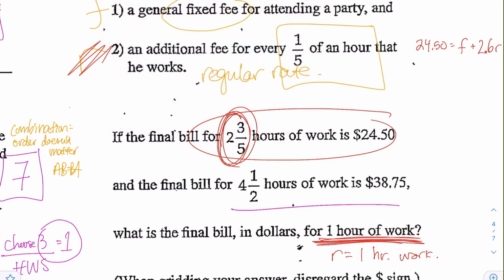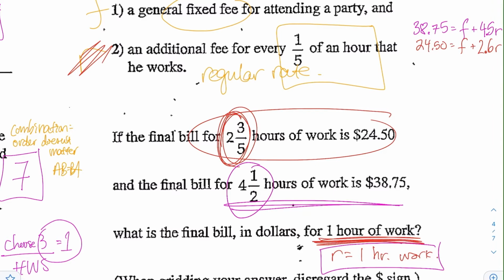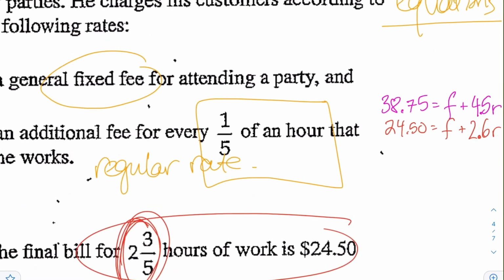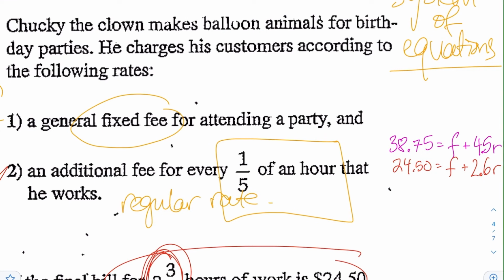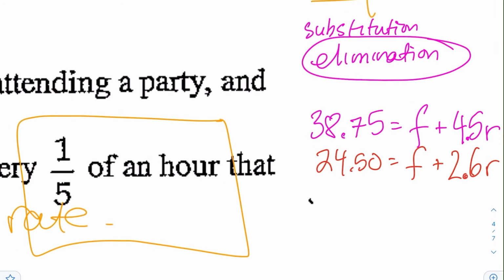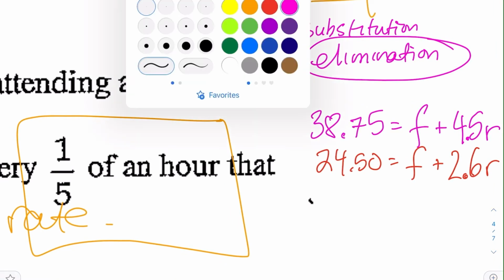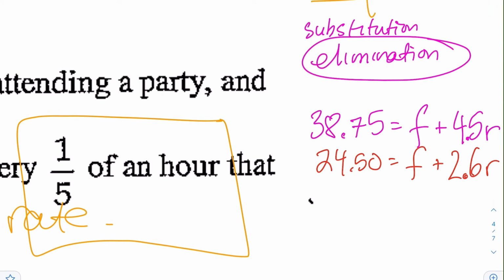And then for the second equation, you get $38.75. That's equal to the same flat fee, but now you're adding 4.5 hours of work, so that's just 4.5 R. Again, we're using R to be equal to 1 hour of work, which is what we're looking for. So when you have the system of equations, you can either solve by doing substitution or elimination. In this case, we're going to be using the elimination method because if you look at the system of equations, none of the variables are isolated. If none of the variables are isolated, we use elimination because that will actually help us save some time.